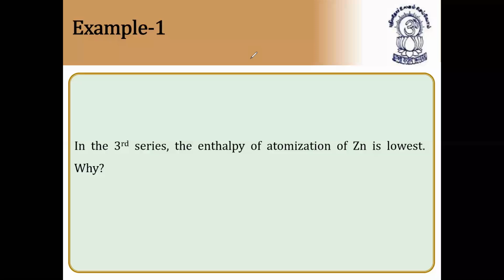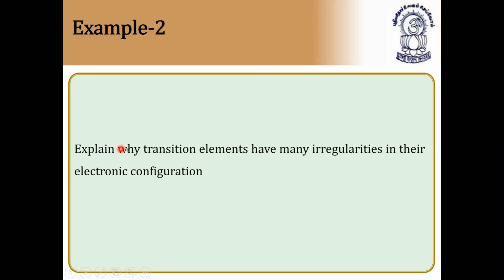Continuation. Explain why transition elements have many irregularities in their electronic configuration. They have many irregularities because of, first point, attractions and repulsions. If electrons are less, they have more attraction, and if electrons are more, they have more repulsion because of like charge.